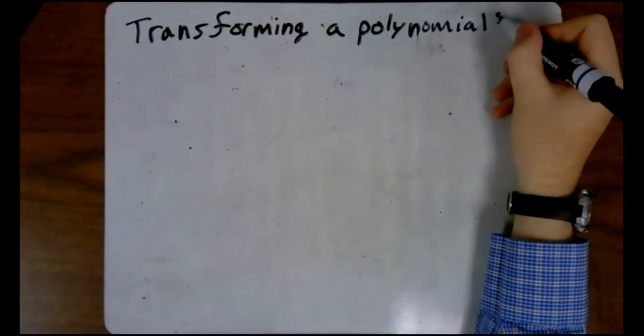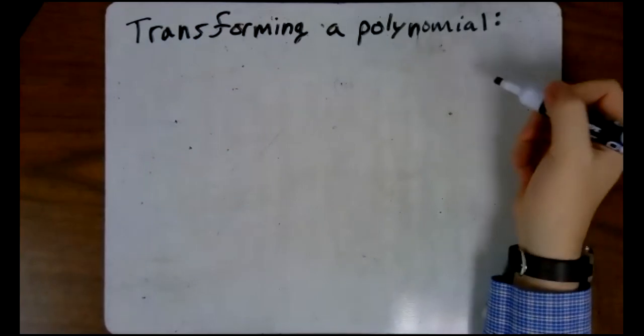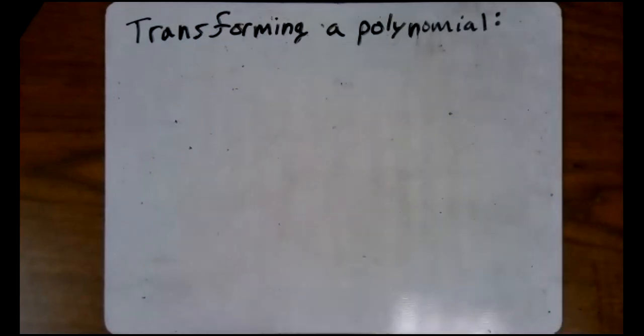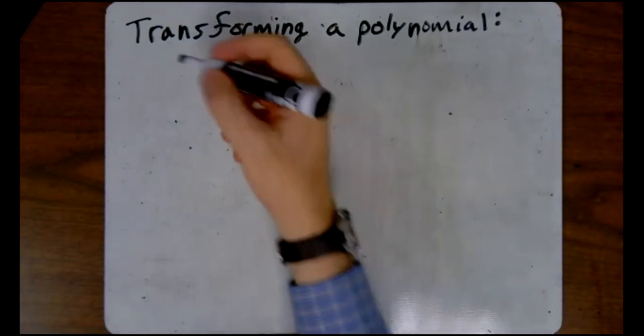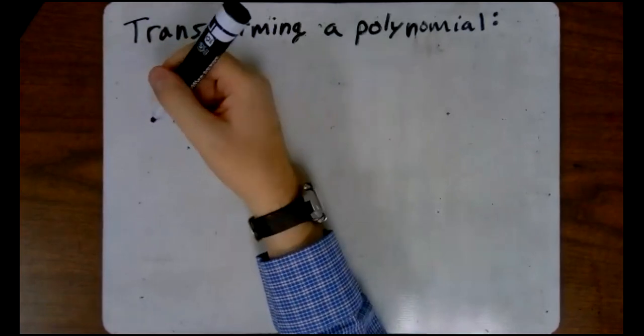Up to this point, we've done a lot of work with polynomials. We've graphed polynomials. We've divided polynomials. Have done various operations with polynomials. Now today, we're going to transform polynomials. So transforming polynomials is pretty straightforward.